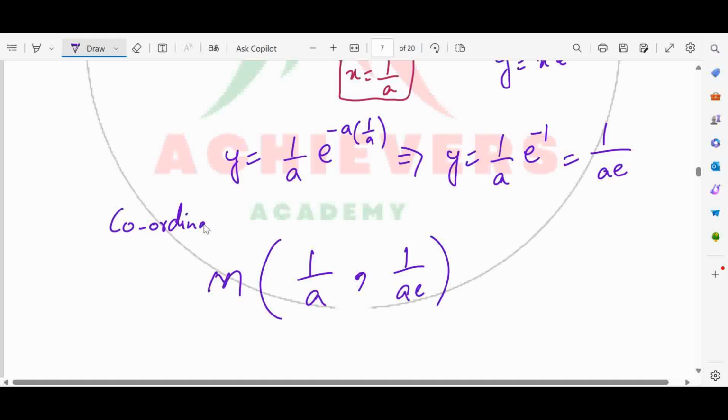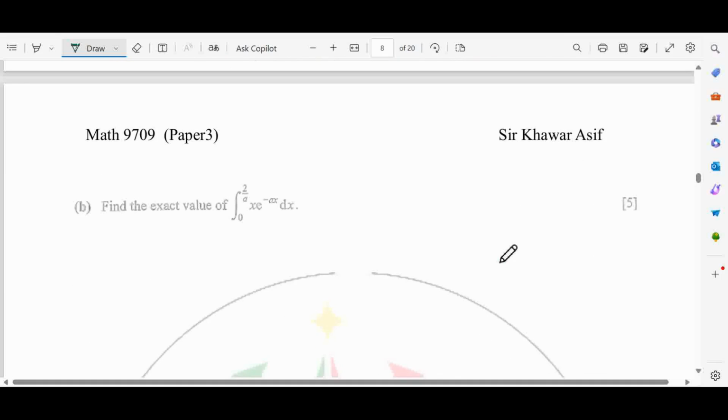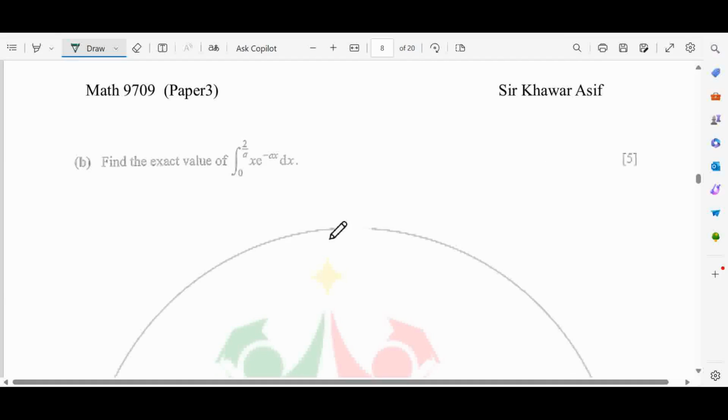These are the coordinates of M. This will be the final answer. I hope that the concept is clear. Let's move to the next question. Find the exact value of this integral.